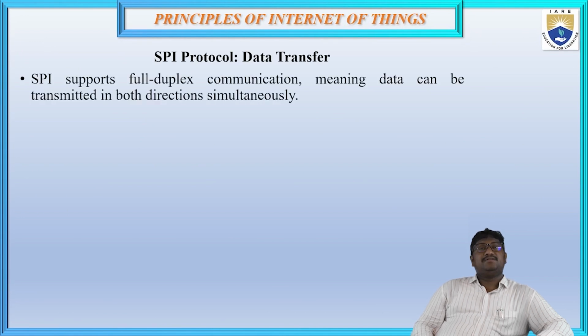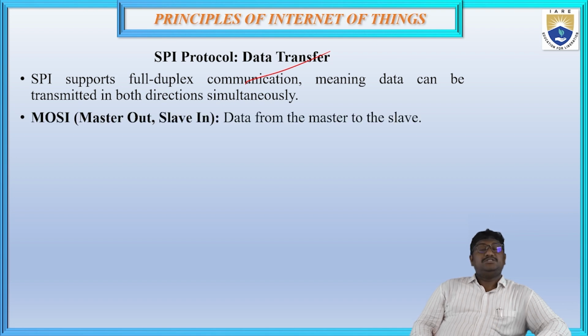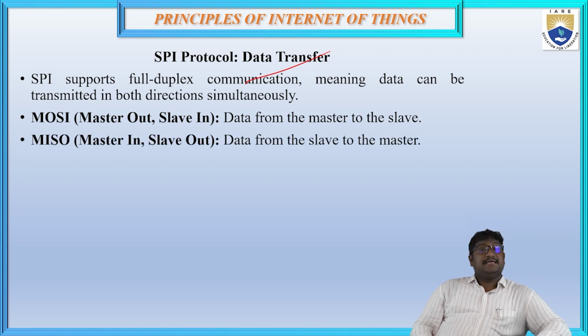And coming to the next factor, data transfer. In data transfer, SPI supports full duplex communication, meaning data can be transmitted in both directions simultaneously, through MOSI, master out, slave in, where the data goes from the master to the slave, and MISO, master in, slave out.